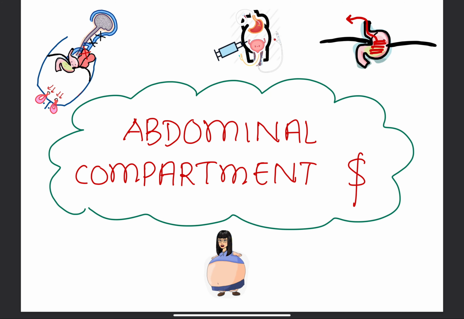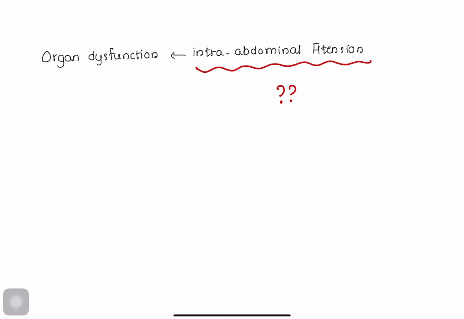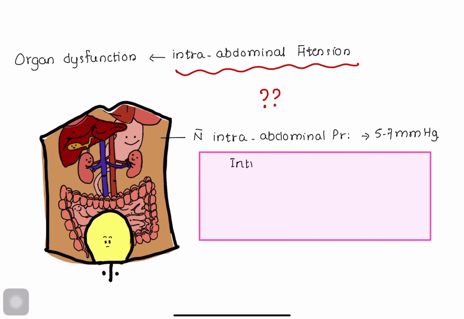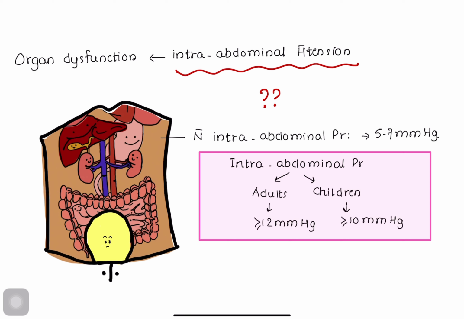Abdominal compartment syndrome means organ dysfunction caused by intra-abdominal hypertension. What is intra-abdominal hypertension? Normal intra-abdominal pressure is 5 to 7 mm mercury. If intra-abdominal pressure rises more than 12 mm mercury in adults or more than 10 mm mercury in children, it is considered as intra-abdominal hypertension.